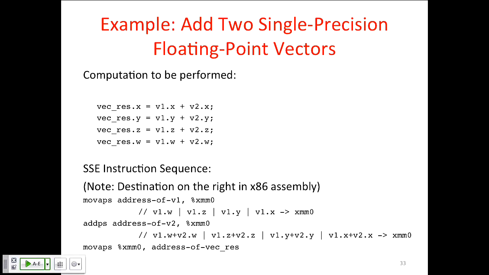First, we need to do a load of V1. We're going to load these 4 elements. And so the opcode there is move aligned packed single. So MOVAPS stands for move aligned packed single. The packed single is because these are 4 single precision elements. So in the opcode, I'm saying how to treat the 128-bit word from memory. Treat it as 4 floating point values to be moved into this register.